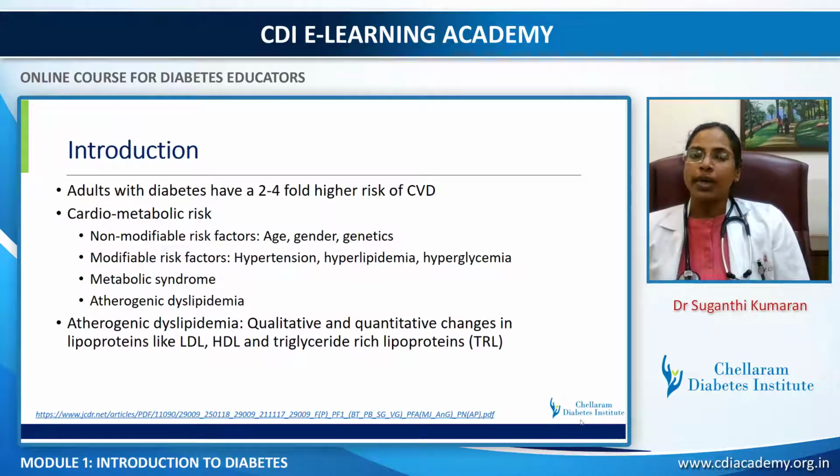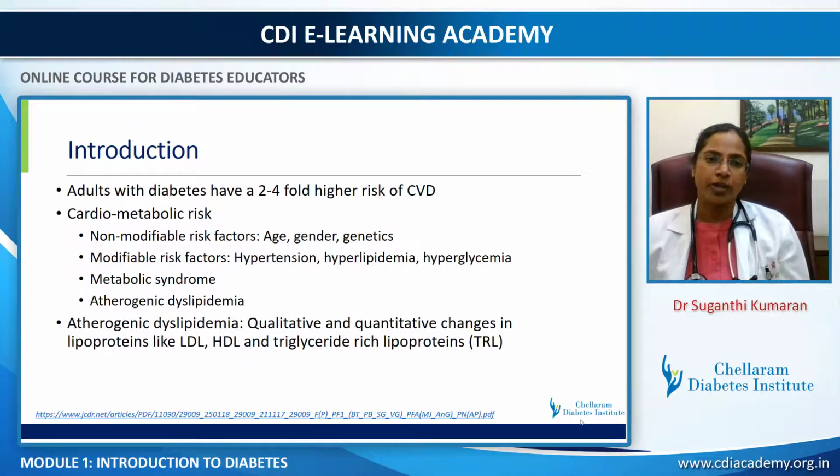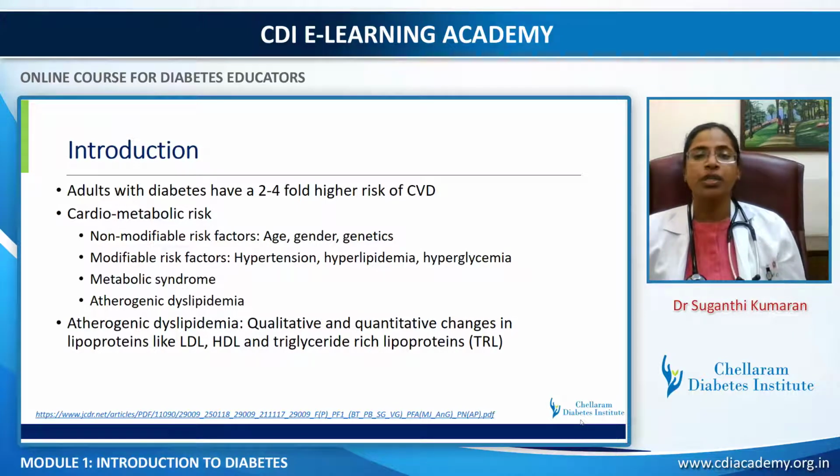So, as we all know, adults with diabetes have a 2 to 4-fold higher risk of cardiovascular disease. What are the cardiometabolic risks? It can be classified as non-modifiable risk factors like age, gender, and genetics. Modifiable risk factors like hypertension, hyperlipidemia, hyperglycemia. Metabolic syndrome is also modifiable, and atherogenic dyslipidemia. All these 4 contribute to the cardiometabolic risk.